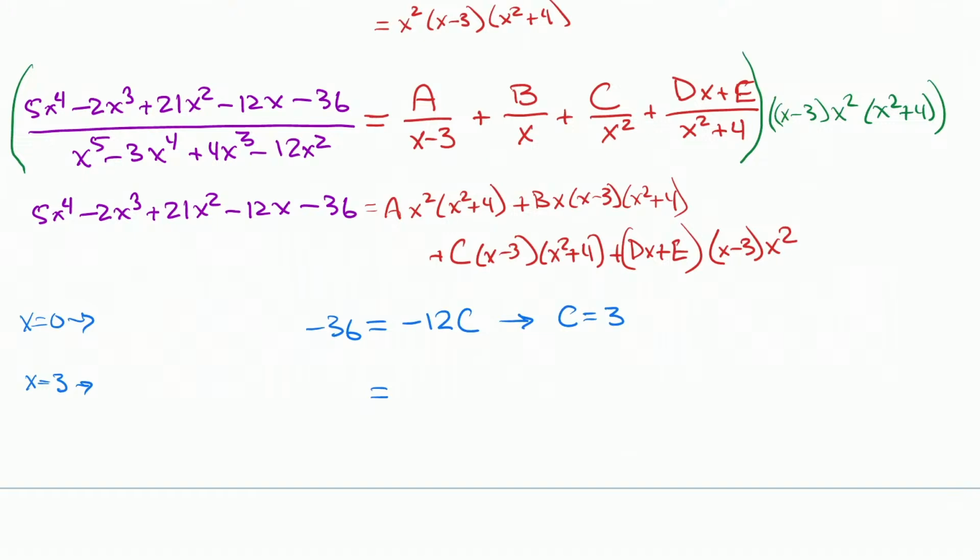117? Is that 9 times 13? Yeah, I'm going to have to pull up my calculator anyway, so I better do it. 9 times 13 is 117. So 117a on the right. On the left, bear with me, this is going to take a minute. 5 times 81 minus 2 times 27, 3 cubed, plus 21 times 9 minus 12 times 3 minus 36. I got 468.